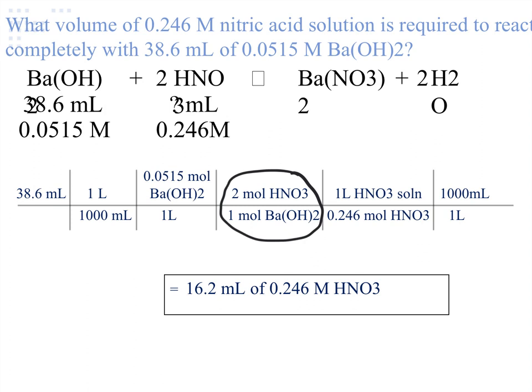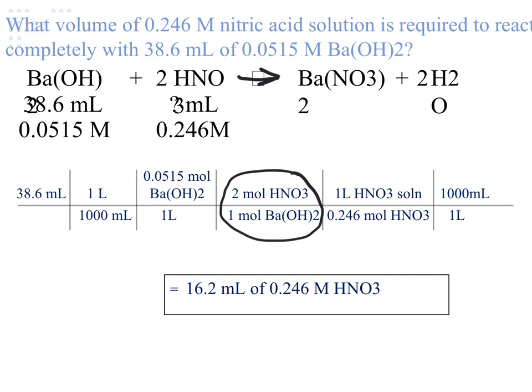So what you would say is I need 16.2 milliliters of 0.246 molar nitric acid required to react completely with that barium hydroxide. This is a frequent question in AP Chem. Well, look at this. We don't even have a yield symbol. Frequent question in AP Chemistry. So if you guys need some help, ask them. They can do this kind of stuff in their sleep.